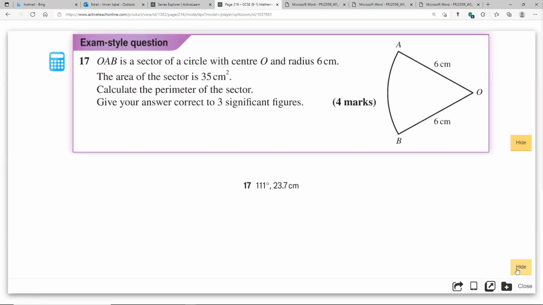Okay, that's fine. And that kind of question was actually in my students' mock exams that was done a few weeks ago. Either this identical question or something similar in that style, where they haven't mentioned anything about the angle, they go straight into work out the perimeter.